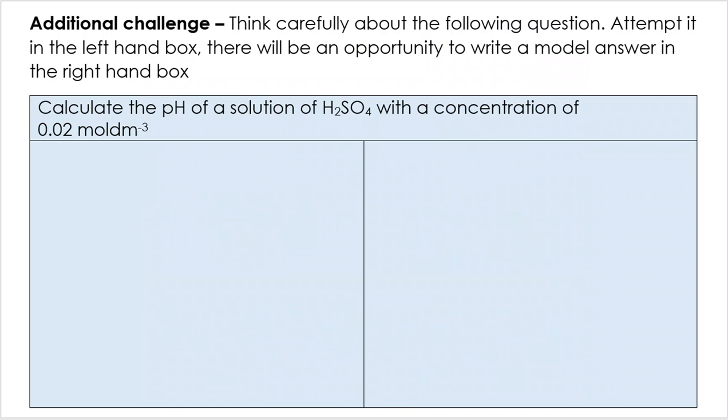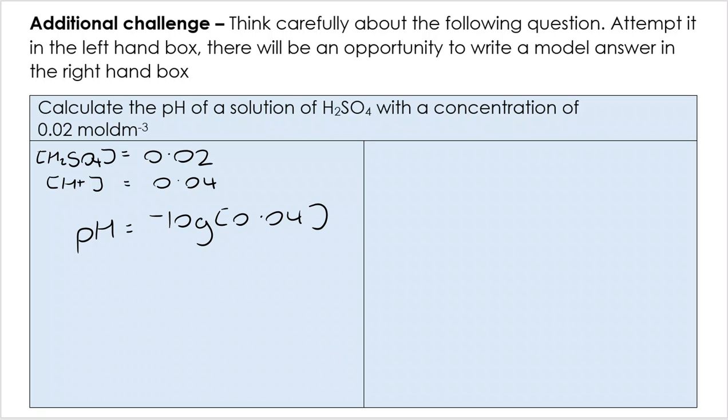So there is an extra consideration with sulfuric acid. It's a diprotic acid. My concentration is 0.02, which actually, when it dissociates into 2 H plus ions and an SO4 2 minus, means my H plus concentration is double. It's 0.04. I can now substitute that into my pH expression, negative log to the base 10 of 0.04, giving me a pH of 1.4.